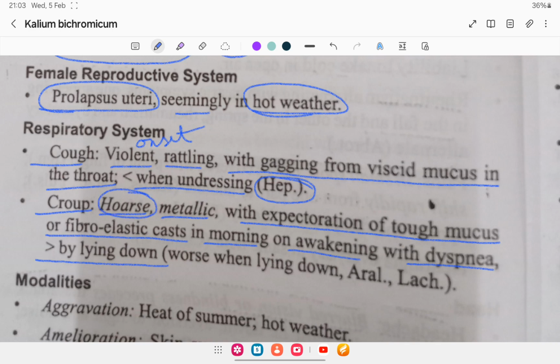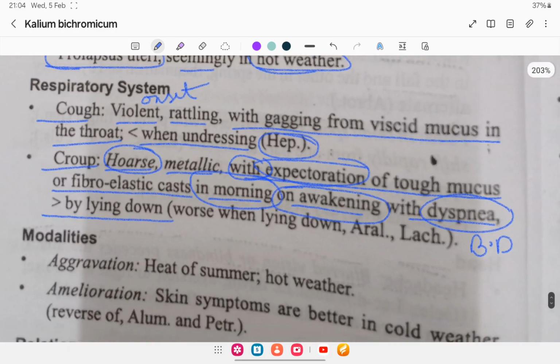Hoarseness, breathing difficulty, dyspnea. Time in morning on awakening, croup. Time in morning on awakening concomitant with dyspnea, and hoarse metallic with expectoration of tough mucus or fibroelastic cast. And modality: amelioration when lying down, aggravation when lying down, Lachesis.